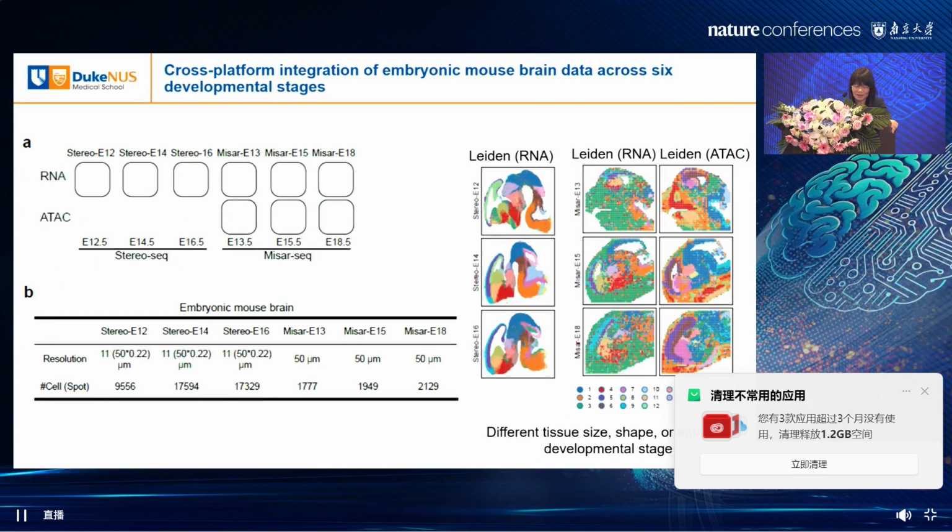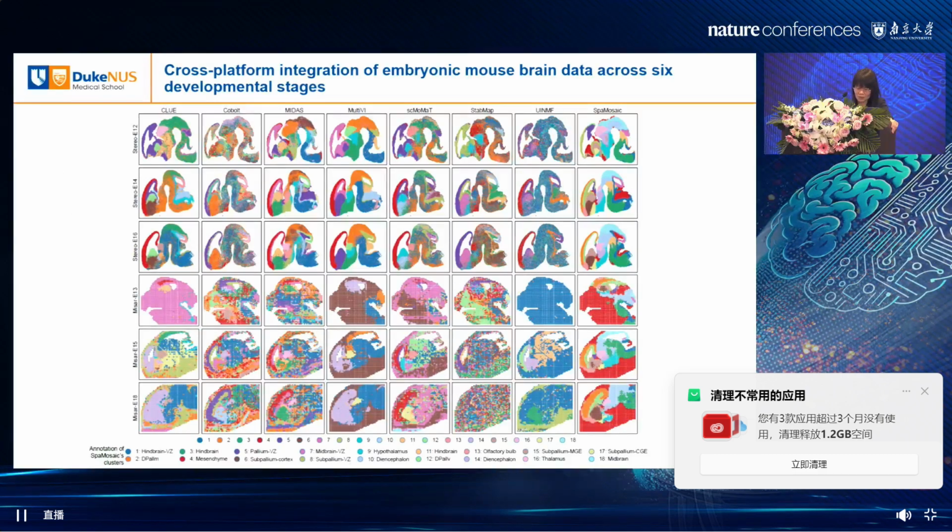Then we apply this to a more complicated integration, which contains 6 samples from different stages and comes from 2 different technologies, Stereo-seq and MISAR-seq, and the samples are highly variable in terms of size, shape, orientations, and developmental stage. And the technologies have different spatial resolutions, and the number of cells ranges from tens of thousands to thousands. So the data is very, very heterogeneous.